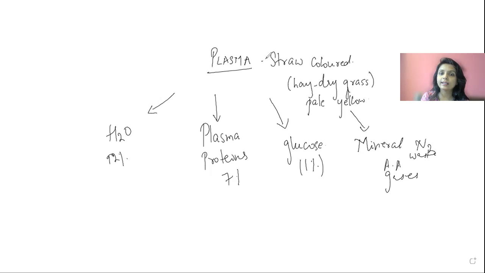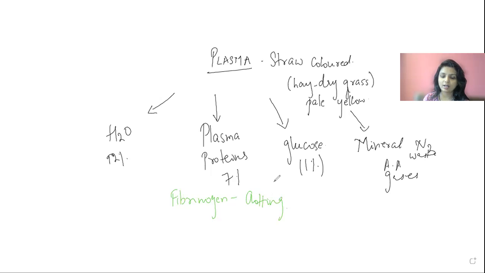Now, the plasma proteins. We are going to discuss the first one, fibrinogen. Fibrinogen is the one which actually helps in clotting. So that's the role of it.